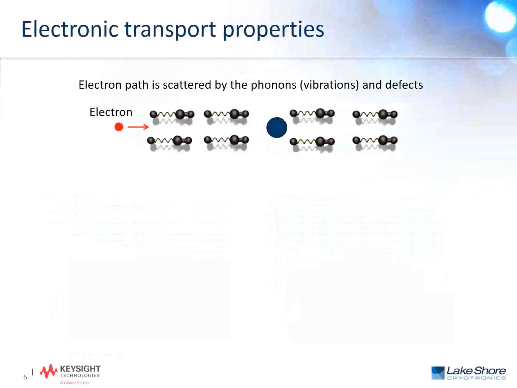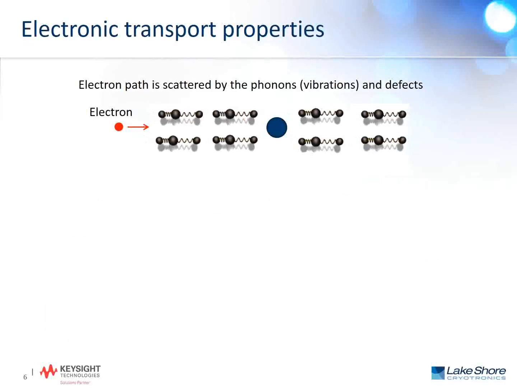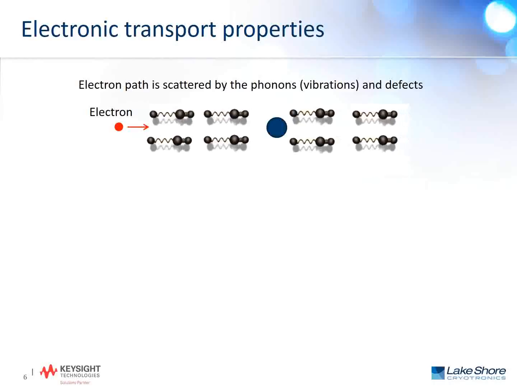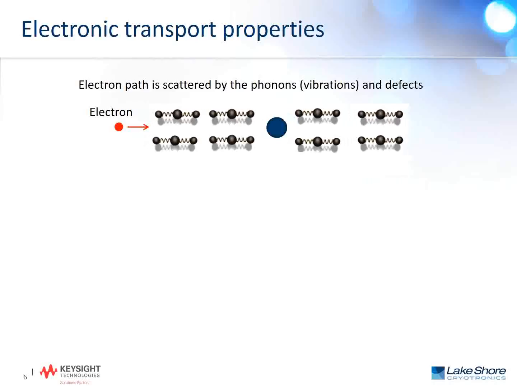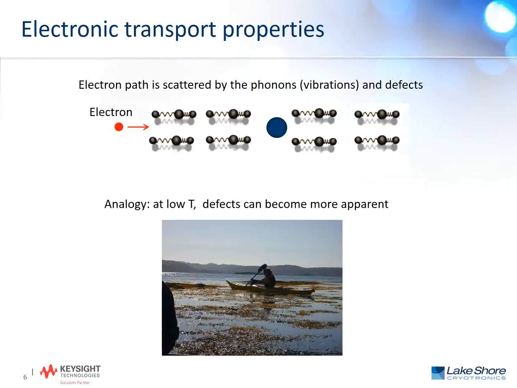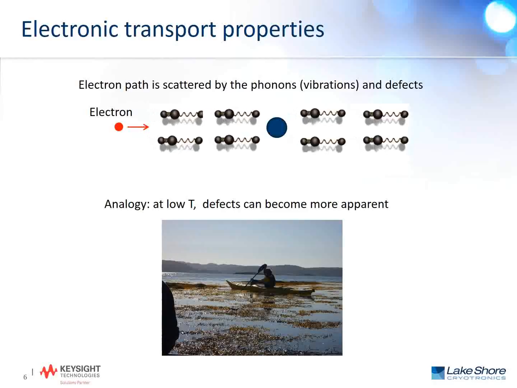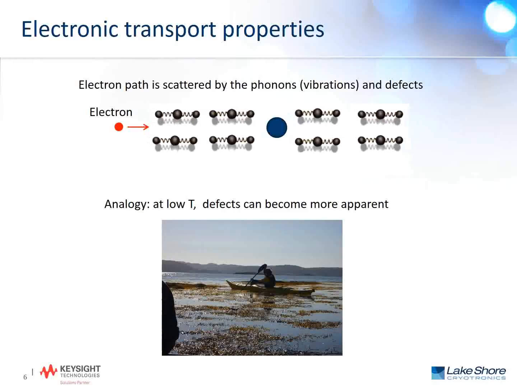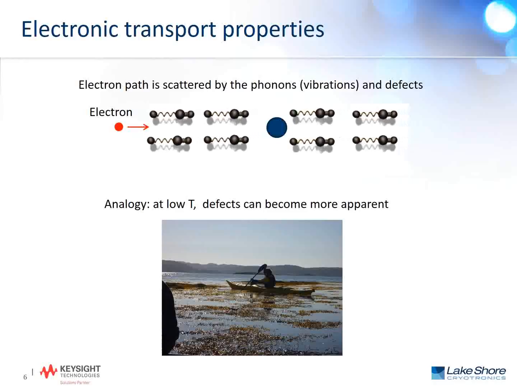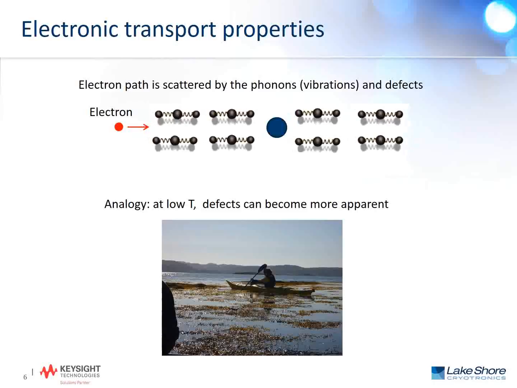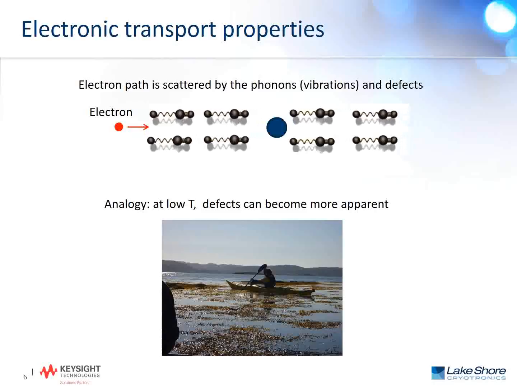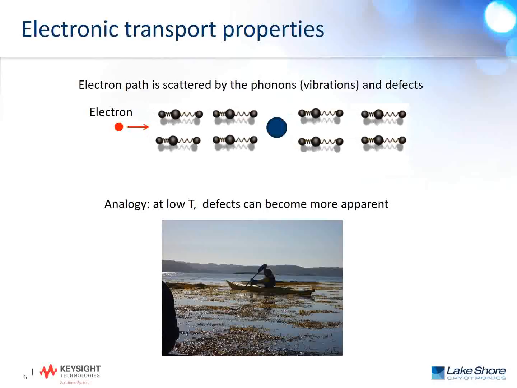Now, defects become more important as we cool to lower temperatures, so in our animation we now have the presence of a defect which our carrier can scatter off of. In our analogy of paddling across the lake, at lower temperatures those defects become much more apparent, and it's much harder to paddle across. Now if we were to add some temperature to this, some waves on top of those defects, we may not in fact have as difficult a time paddling across that lake with some waves going on there.